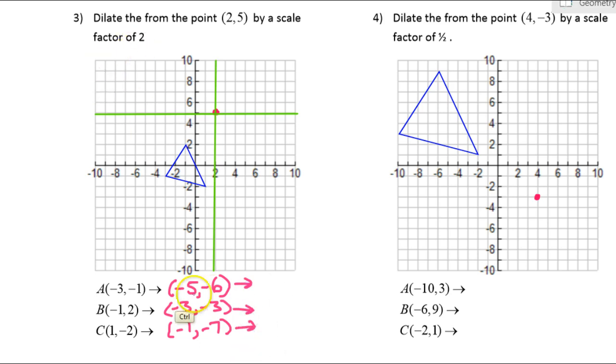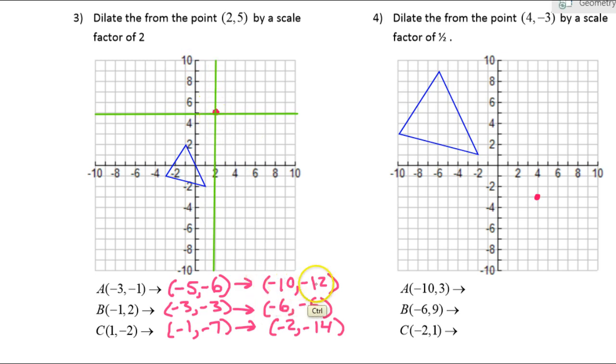All right, scale factor of 2, so we're just going to double all of these. So this is going to become negative 10, comma, negative 12. And this will become negative 6, comma, negative 6. And this will become negative 2, comma, negative 14. Now, please remember that we are using the new axes. We're pretending that this point is the origin.